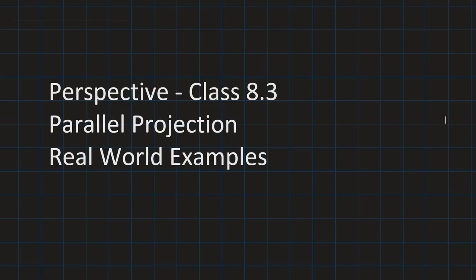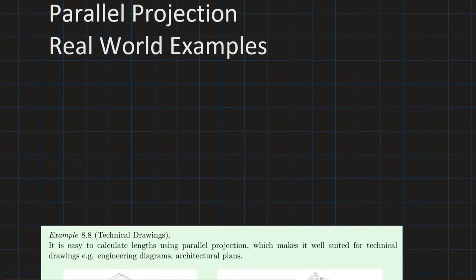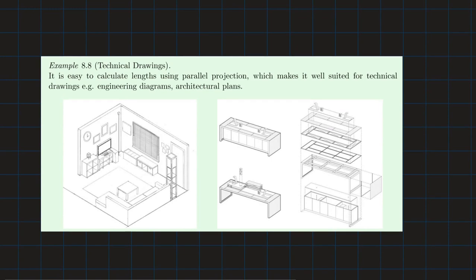In this video I want to talk about some examples of parallel projection in the real world. So let's go on to the first example. It's quite an important example. The first example is technical drawings. So technical drawings or architectural drawings or engineering blueprints.